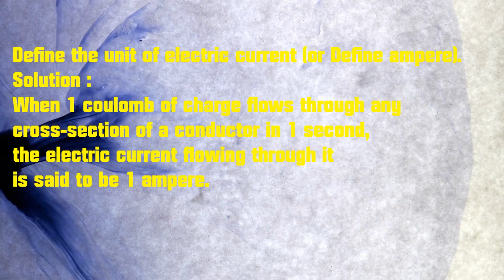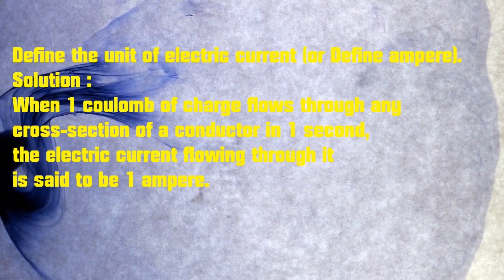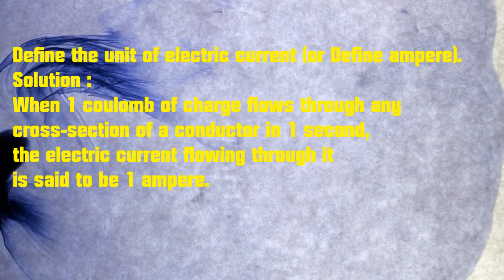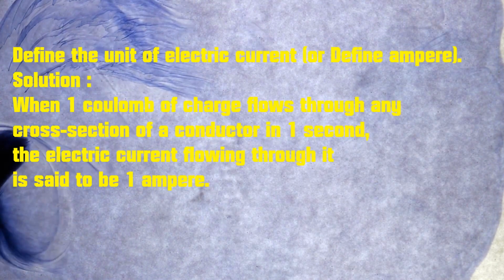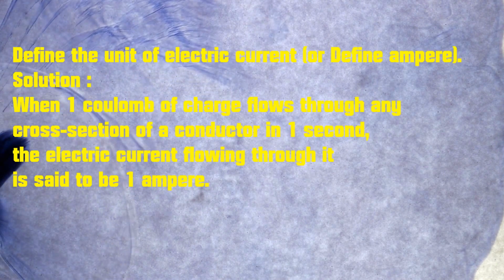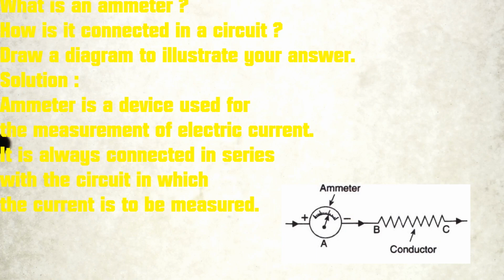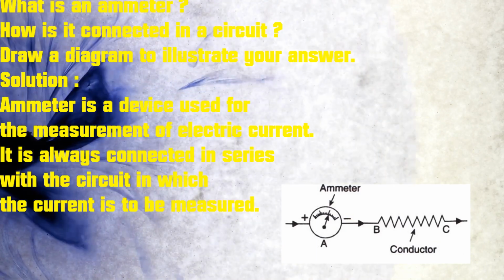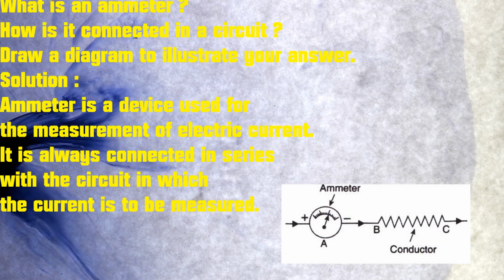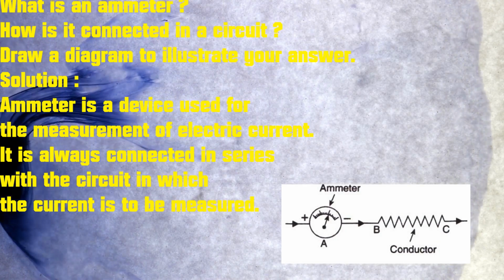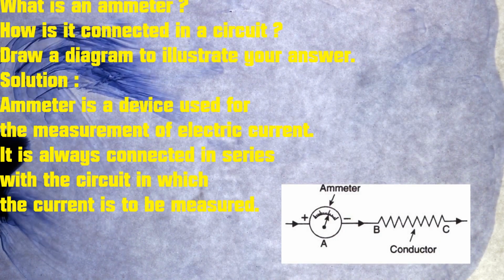B. Define the unit of electric current, or define ampere. Solution: B. When 1 coulomb of charge flows through any cross-section of a conductor in 1 second, the electric current flowing through it is said to be 1 ampere. What is an ammeter? How is it connected in a circuit? Draw a diagram to illustrate your answer. Solution: an ammeter is a device used for the measurement of electric current. It is always connected in series with the circuit in which the current is to be measured.